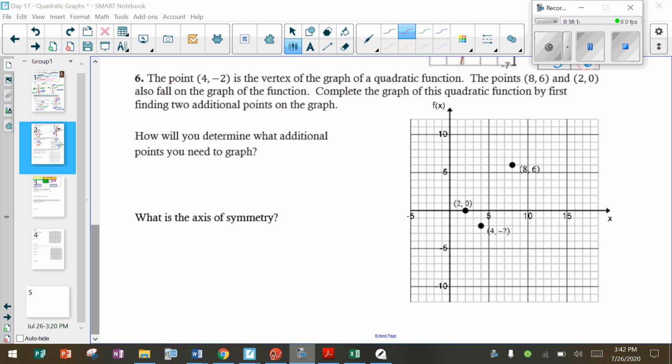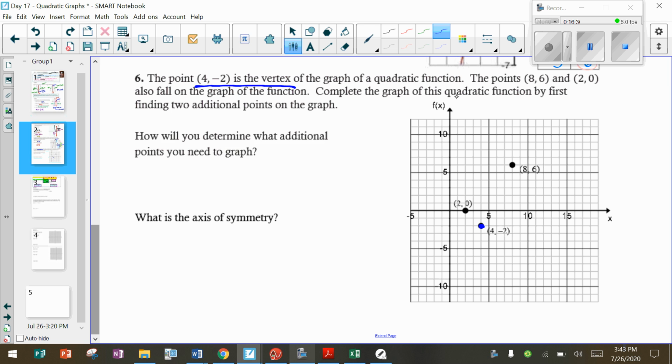So let's do this again. Here we have some random scattering of points, but we're going to complete the graph. And how are we going to determine what additional points we need to graph? Well, let's read the question first. The point 4, -2 is the vertex. So that means this is our vertex. That's the middle of our graph.